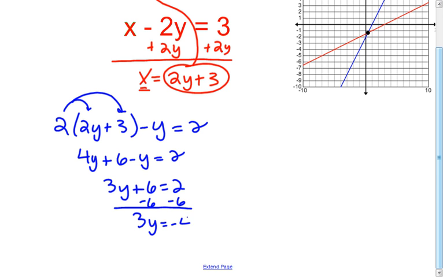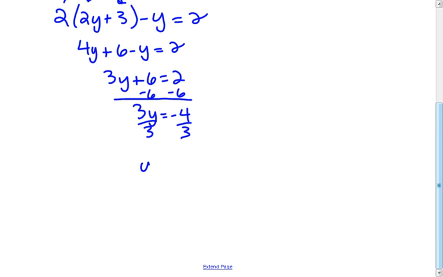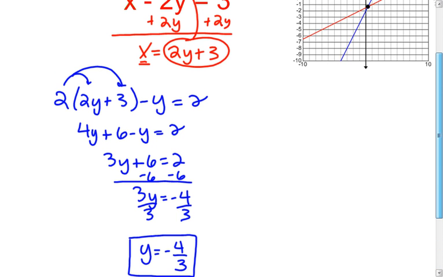3y equals negative 4. Divide by 3, and y equals negative 4/3. Okay, I know you might freak out because you get fractions once in a while, but it's going to happen. We didn't do this wrong. We just got a fraction for an answer.